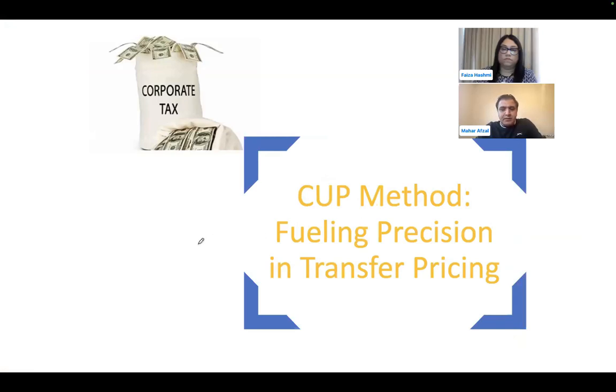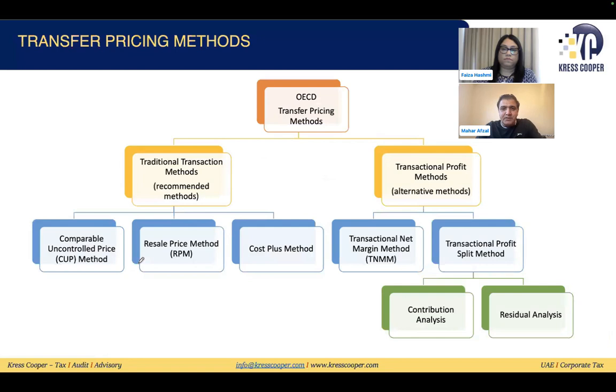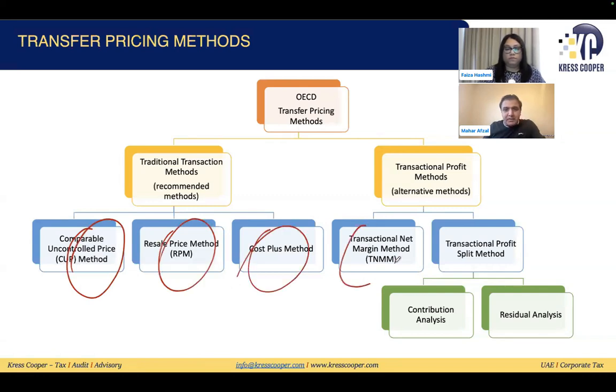So what is comparable uncontrolled price? As Ms. Faiza has already discussed, there are various methods to assess transfer pricing. So what is transfer pricing? What should be the transfer price between the related parties and between the connected persons? There are various methods. Out of these various methods, some are traditional methods and some are transactional profit methods. In the traditional methods, which are called recommended methods as well, first of all, there is the comparable uncontrolled price method, the resale price method, the cost plus method, the transactional net margin method, and the profit split method. So first of all, what are we going to do?